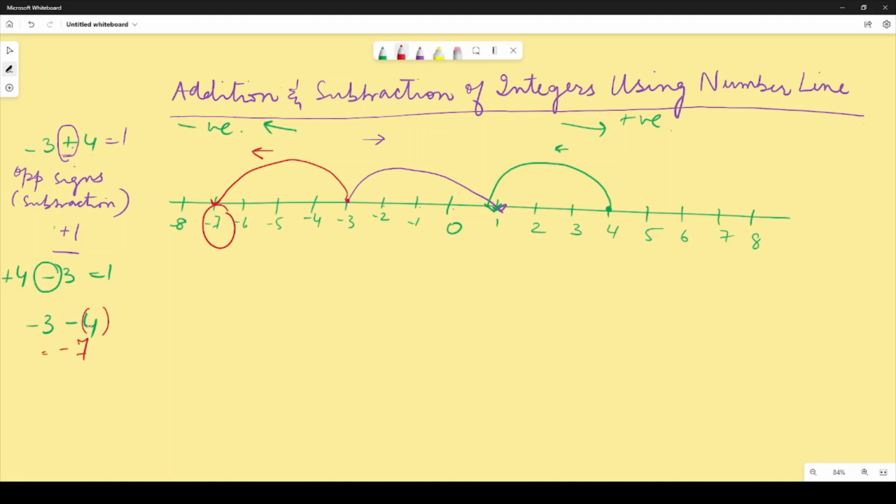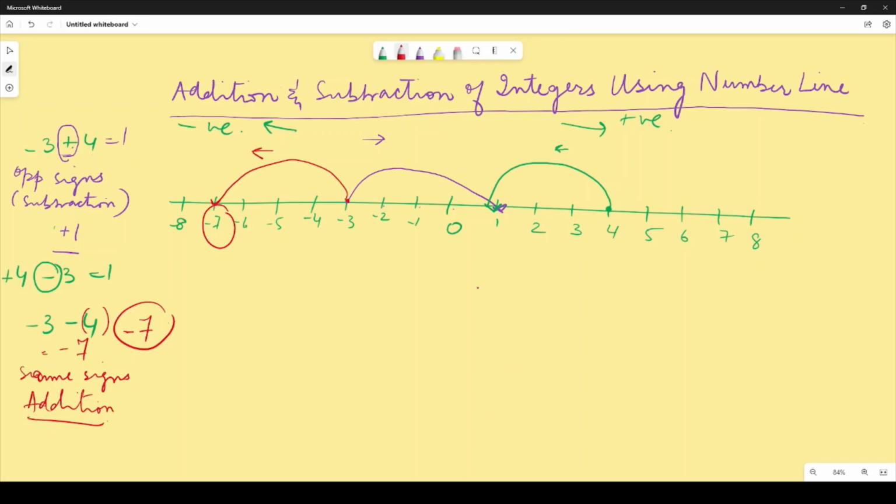Now if you solve it numerically using the laws of integers, not the number line, then you know that if you have the same signs, it means that the operation is that of addition, right? So you simply add up these two and you get 7, and you keep the sign because there is no other sign over here, right? So you will get -7 as the answer, which we got over here.